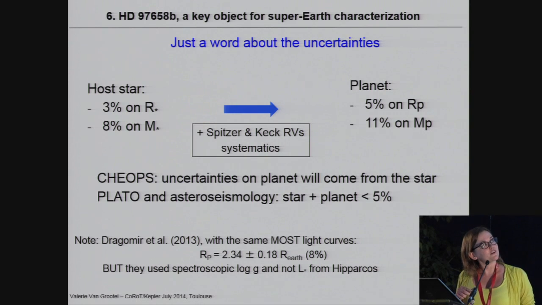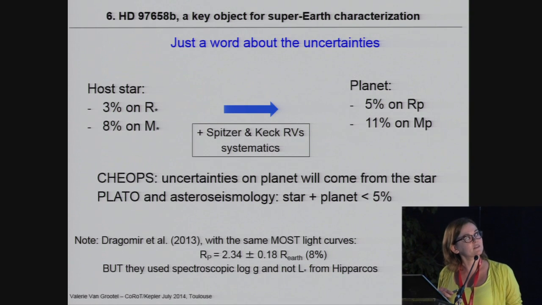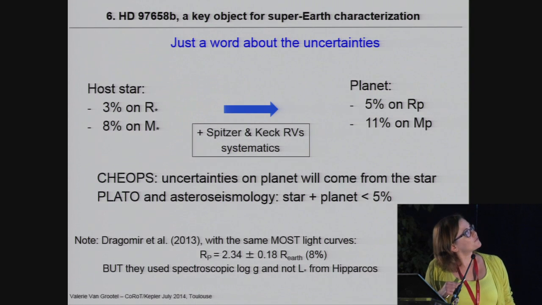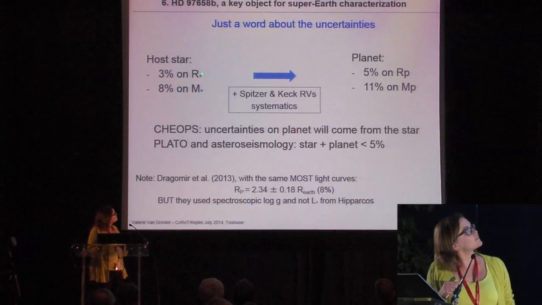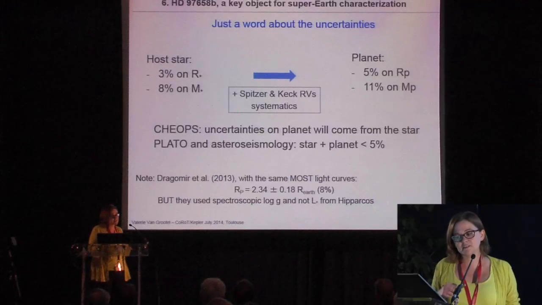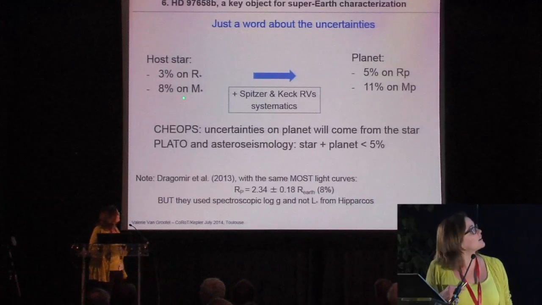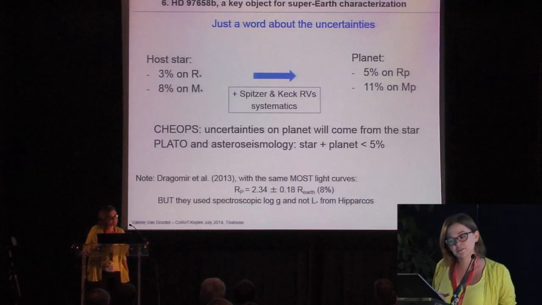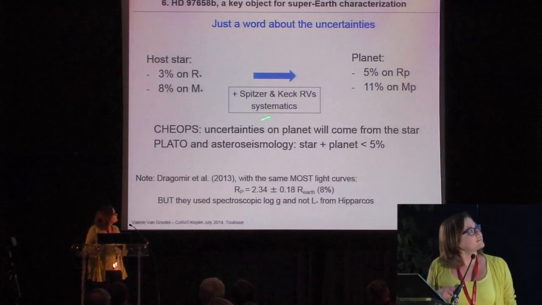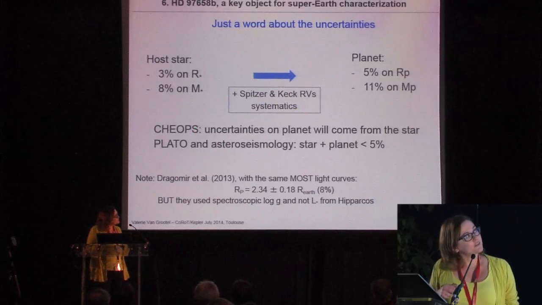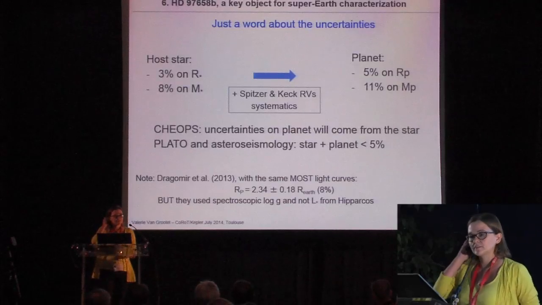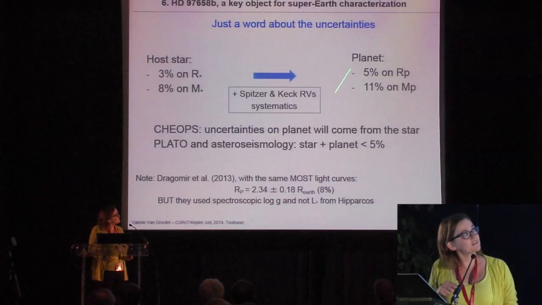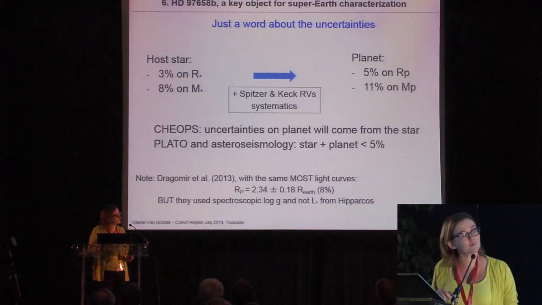We have 5% accuracy on the planetary radius and 11% accuracy on the planetary mass. This comes from the host star. We have 3% on stellar radius thanks to the accurate distance of the star and stellar luminosity, and 8% on stellar mass. And the difference comes from Spitzer and radial velocities systematics. And this is the goal of CHEOPS, to reduce this systematic to have very accurate observation for transiting planets. And so from there, the uncertainties on the planet will come mainly from the star.